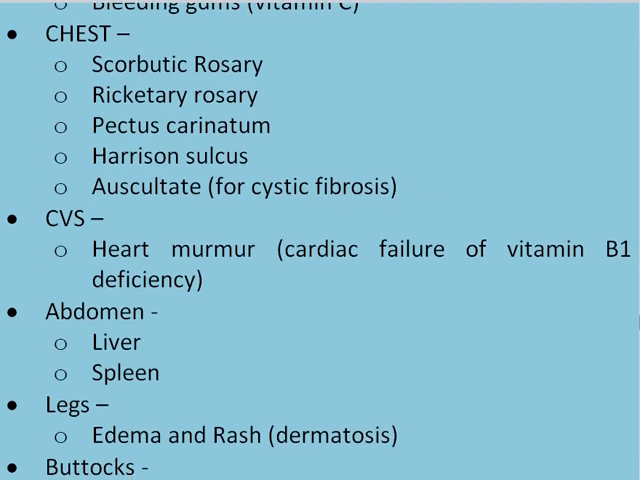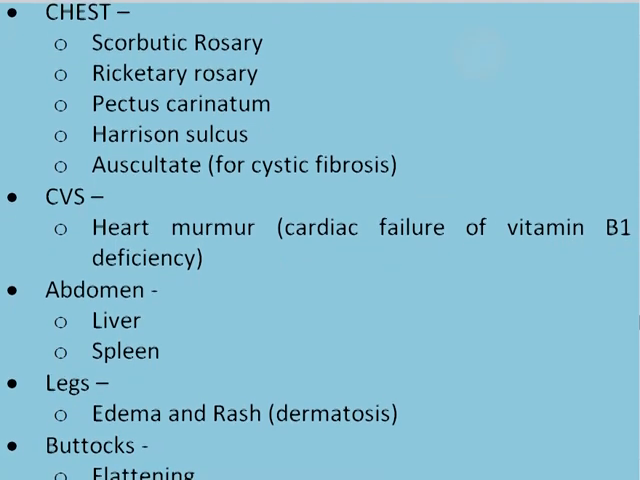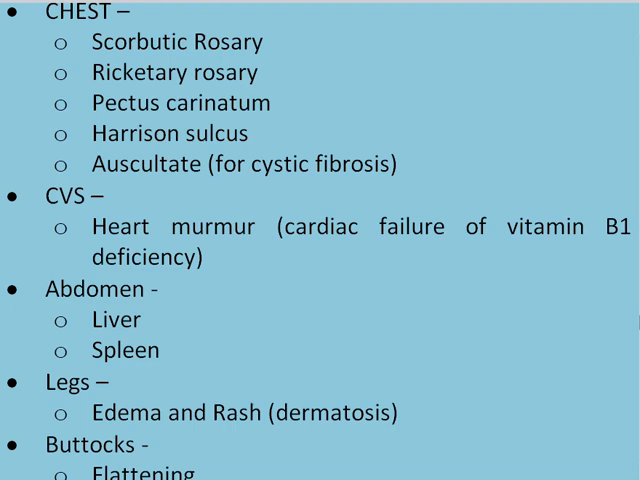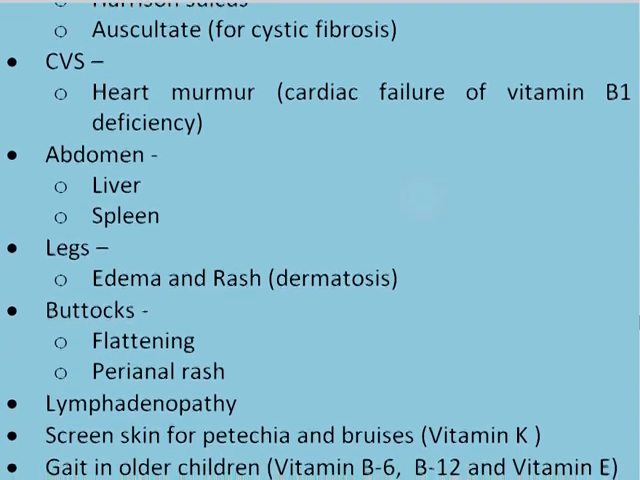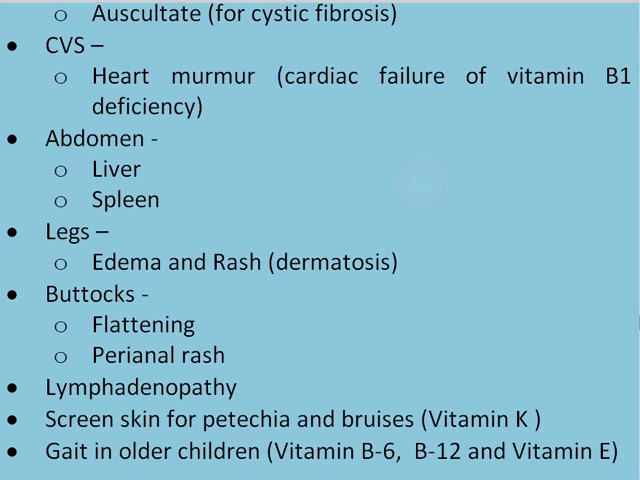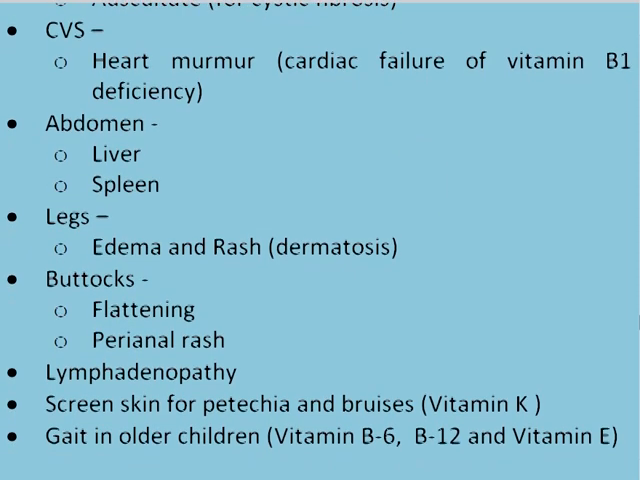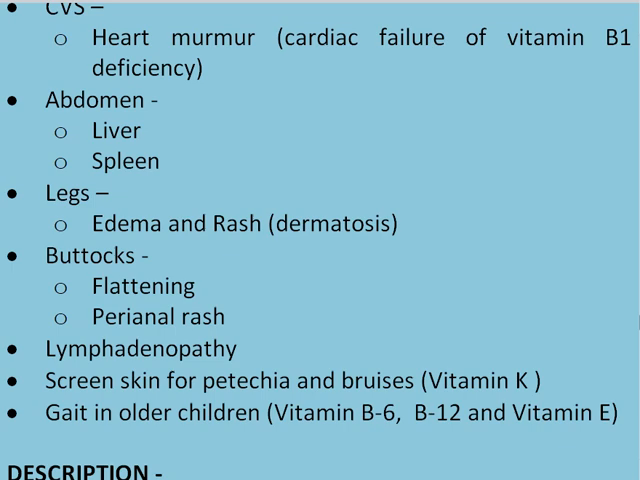In the abdomen, look for the liver and spleen because there can be chronic liver disease which can lead to chronic malnutrition. In the legs, look for edema and rash, which can be dermatosis. In buttocks, ask the examiner before checking, or look for flattening and perianal rash. Then look for lymphadenopathy and skin for petechiae and bruises, which can be a sign of vitamin K deficiency, and gait in older children, which can tell us about vitamin B6, B12, and vitamin E deficiency.